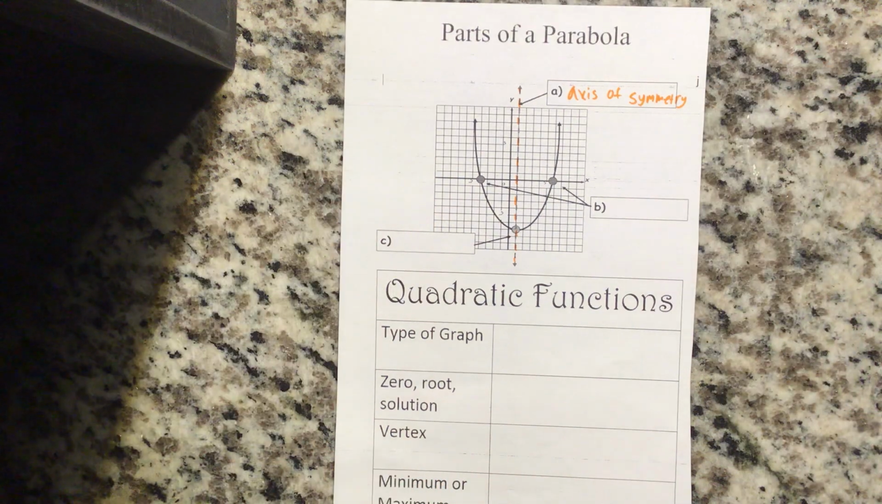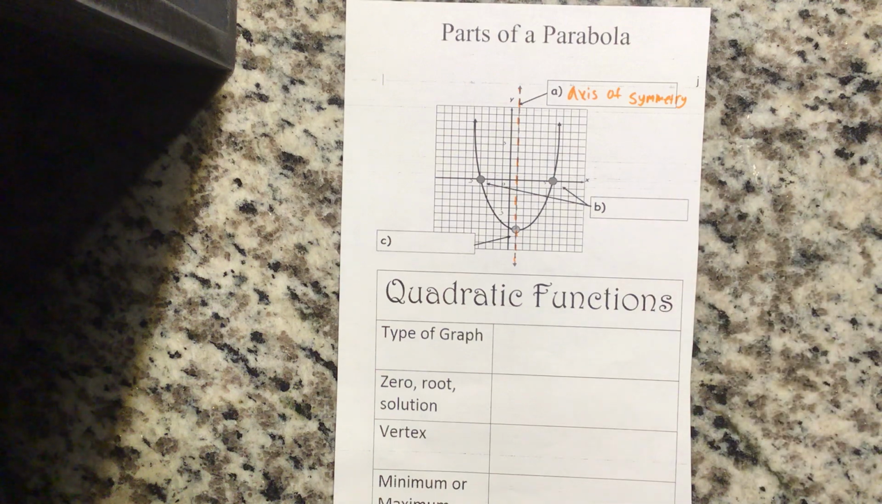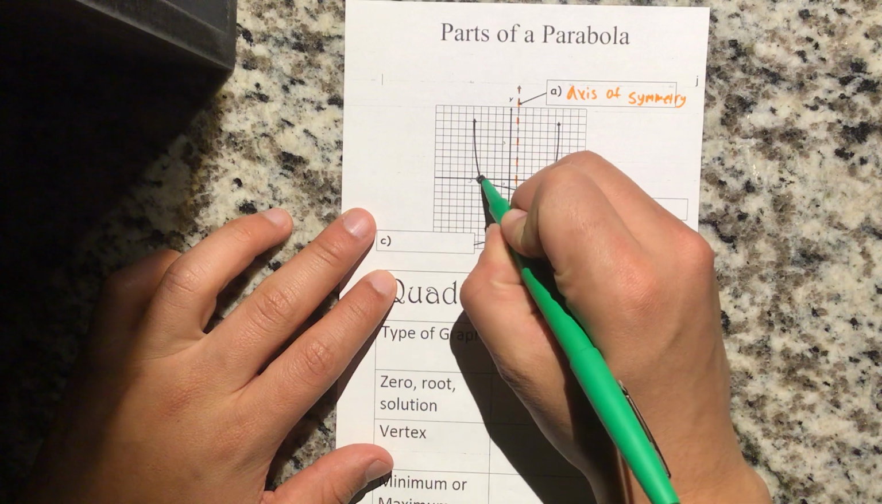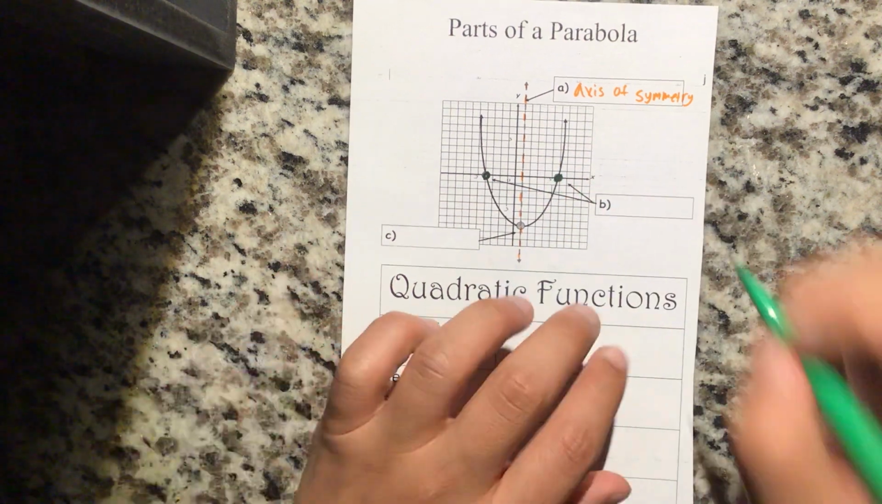Okay, that is the axis of symmetry. Now the axis of symmetry, again, it's the invisible line that divides our parabola in half, okay? B, if y'all can see, it's pointing to these two dots, okay? So these two dots right here, there's a lot of names for these two dots, okay?